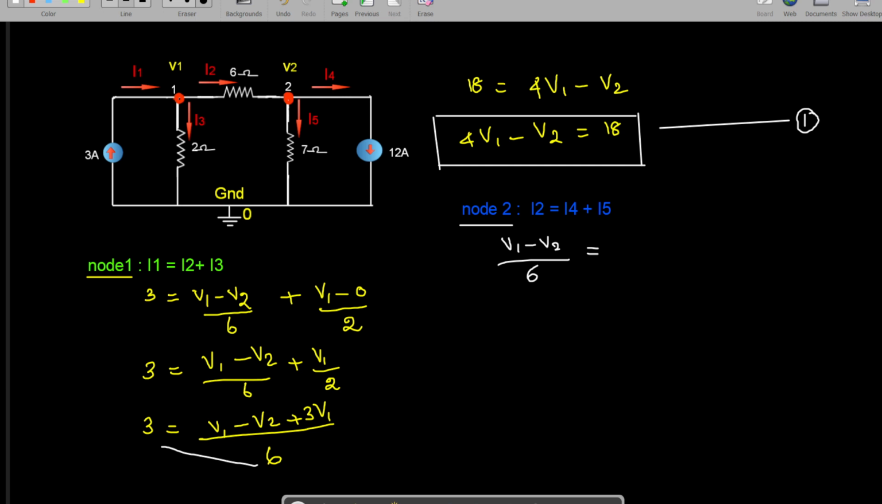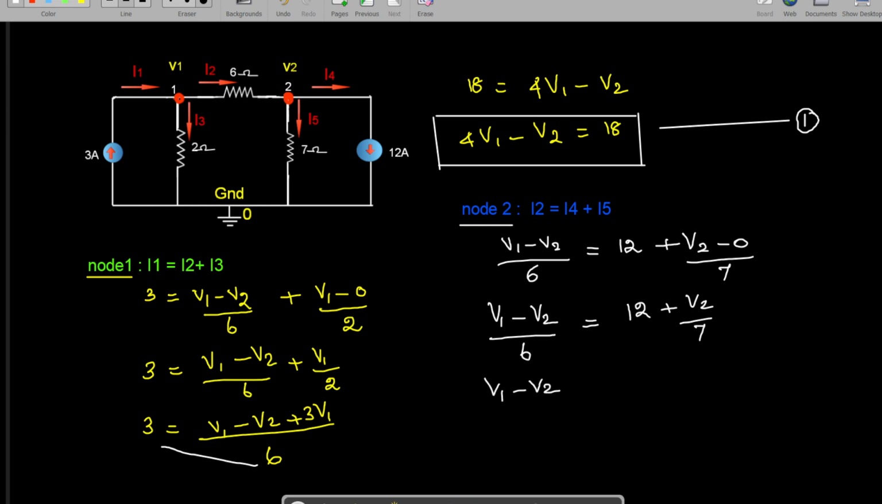This I4 current, we know already that it is 12 amps. So it is 12 plus I5. This I5 is the current which is flowing through this 7 ohm resistance, so it is from V2 potential to the ground potential divided by 7. So we get V1 minus V2 divided by 6 is equal to 12 plus V2 by 7. V2 by 7 comes to this side, so it is minus V2 by 7, that is equal to 12.